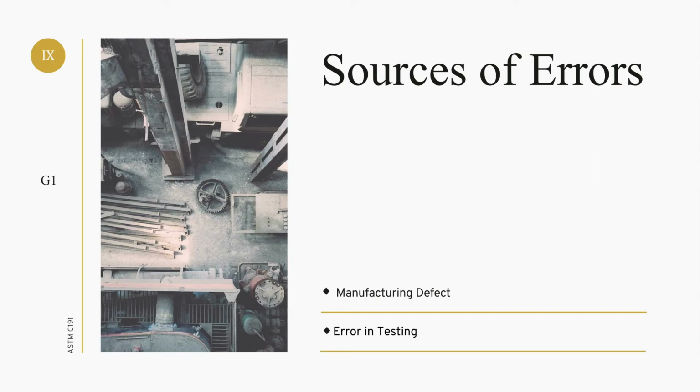Hello again, my name is Leonard De Luna and here are some possible sources of error for ASTM C191. First, manufacturing defect. The chemical composition of the cement changed during the production. Second, fault in testing apparatus such as wrong graduation on scale, vent, needle, and so on. And lastly, error in testing, improper handling of apparatus and improper sample preparation, etc. That's all. Thank you.